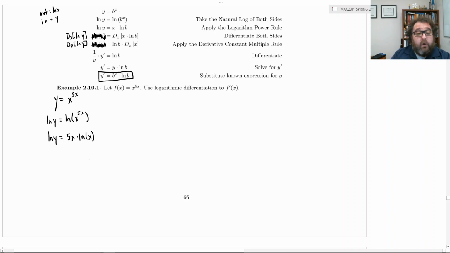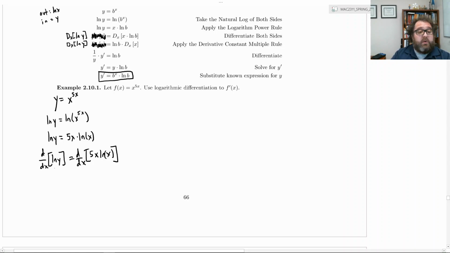Okay, so now we need to do the calculus. Now we need to differentiate both sides with respect to x. So we're going to take the implicit derivative of both sides, the entire left-hand side and the entire right-hand side, and then we proceed just like we did in all of the examples for implicit differentiation.